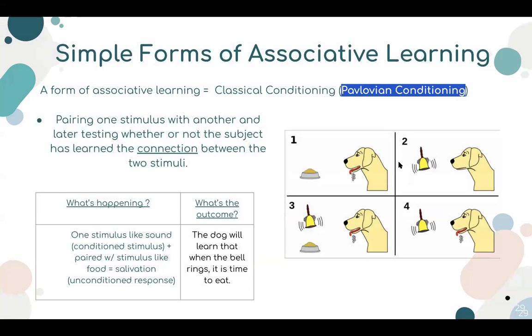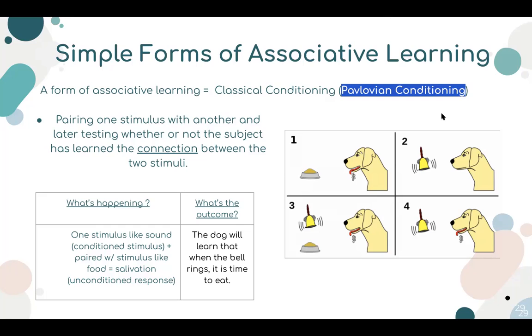There are simple forms of associative learning, which is what we call classical conditioning or Pavlovian conditioning. Basically, it pairs one stimulus with another and later tests whether there has been a connection between the two stimuli. The response is called an unconditioned response, and the stimulus is called a conditioned stimulus because it is now conditioned to elicit that response.